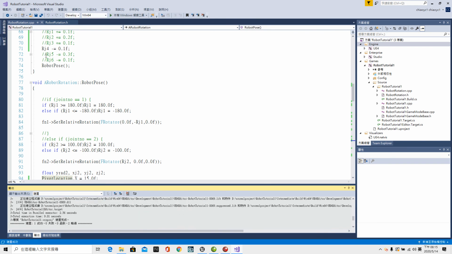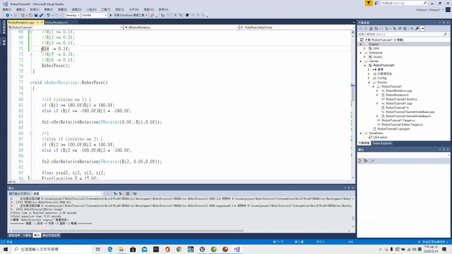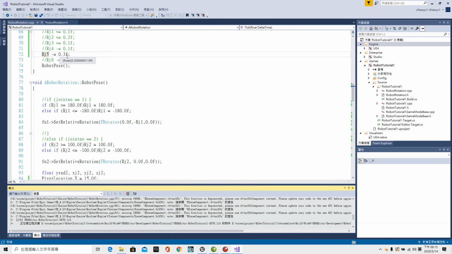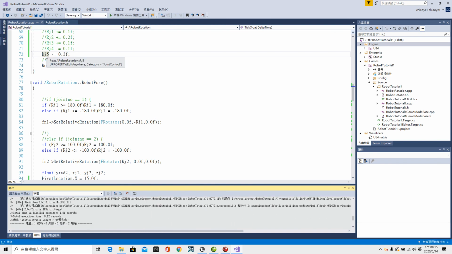Okay, here we still have to change: remove J4 by double slash and open RJ5 minus equal to RJ2. For every frame, subtract 0.3 degrees. So RJ5 will turn in negative direction. Compiling success.